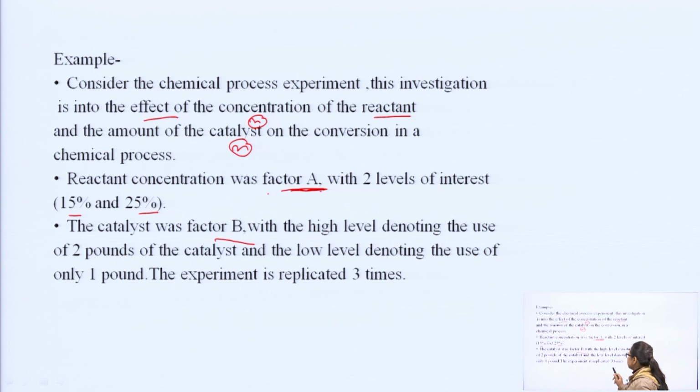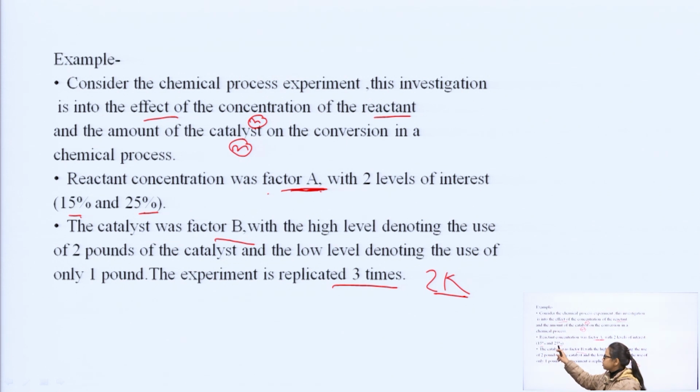The experiment is replicated 3 times. It means we have two variables. One is factor A, which is reactant concentration, in which there are two concentrations. 2k factorial means we take two values. We run only two values, like here 15% and 20%.